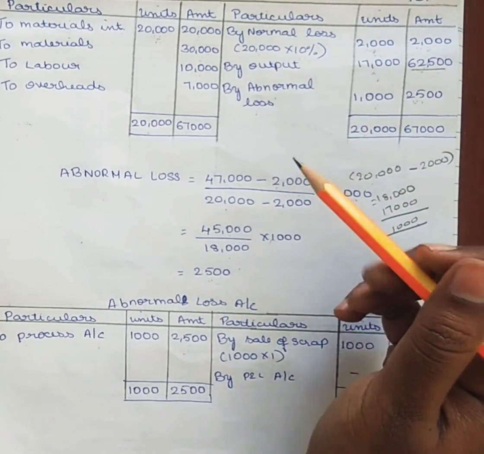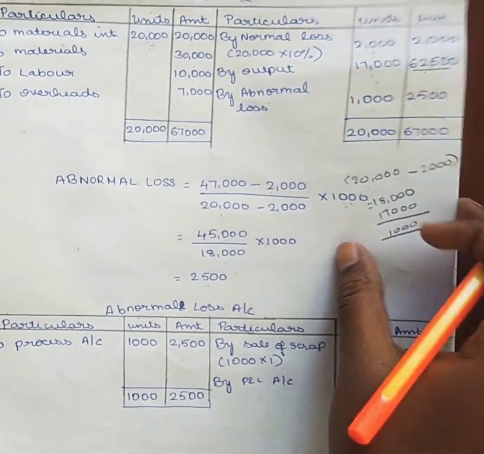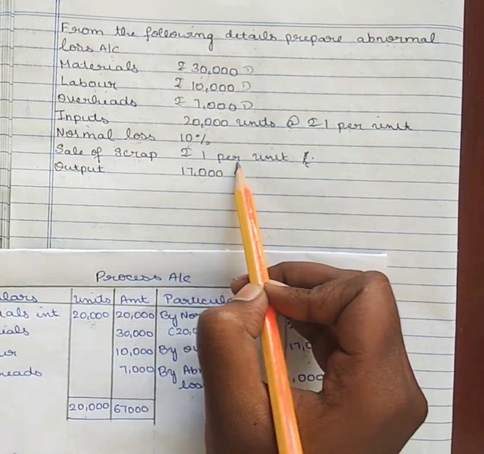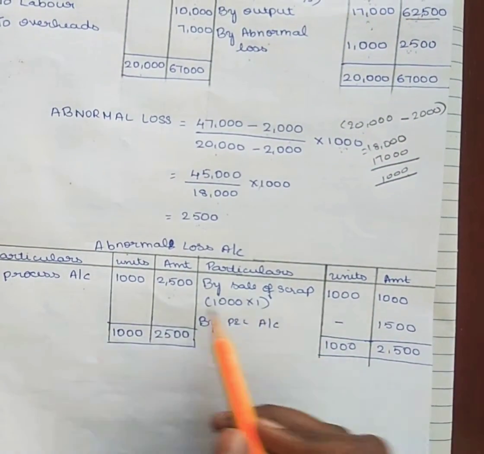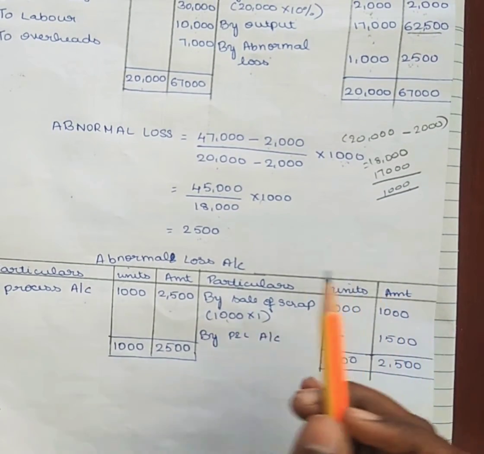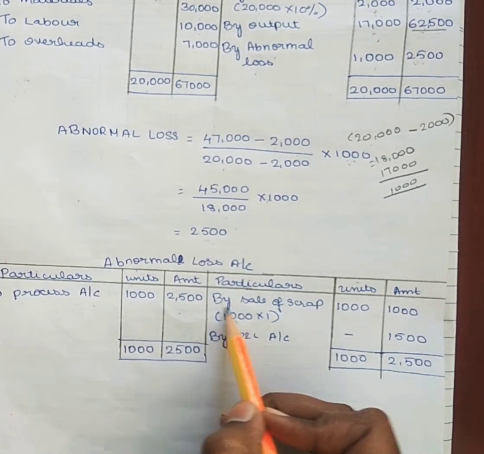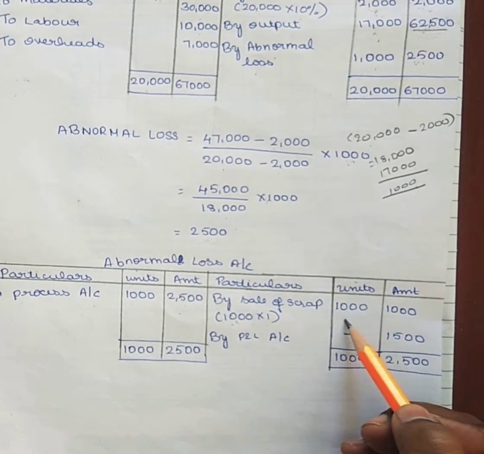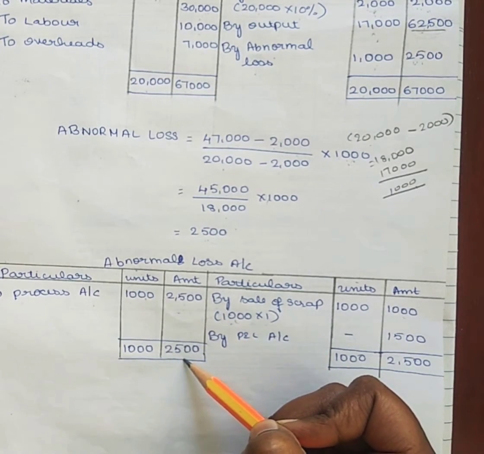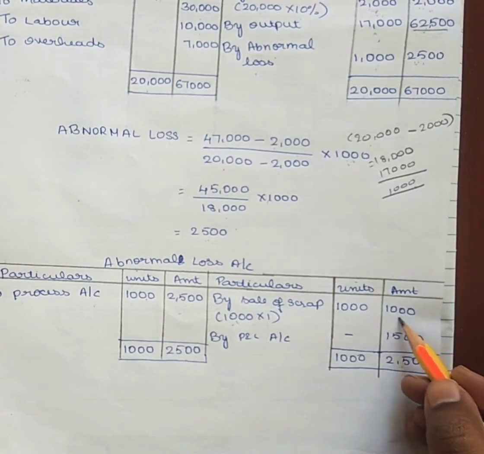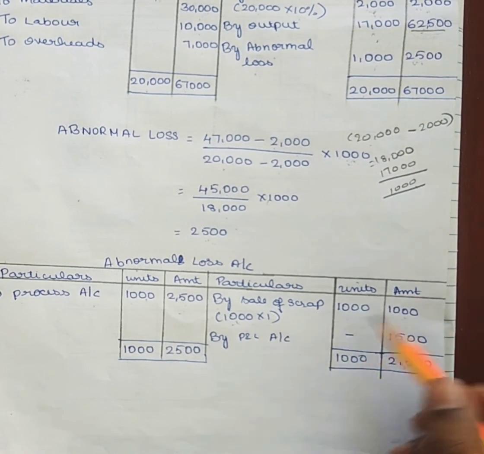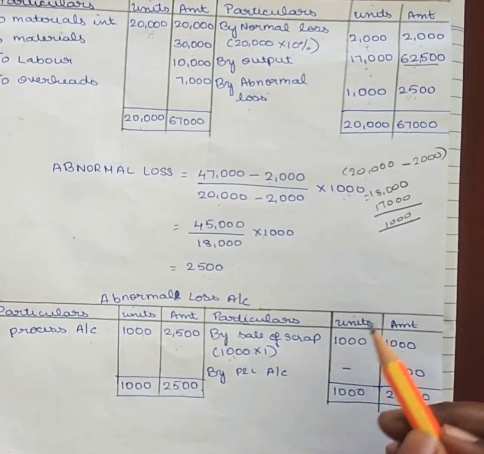Then they are telling the loss value or the scrap value which will be sold at 1. Look in the question, sale of scrap, this is rupees 1 per unit, which means I am selling these 1000 units at rupees 1 per unit. Now sales value will always appear on the credit side. So by sale of scrap, 1000 into 1, you will get 1000. Now we need to balance. So debit side total is more, 2,500. So 2,500 minus 1000 will come up to 1,500. This 1,500 will be transferred to P&L account, usually which is costing P&L account.